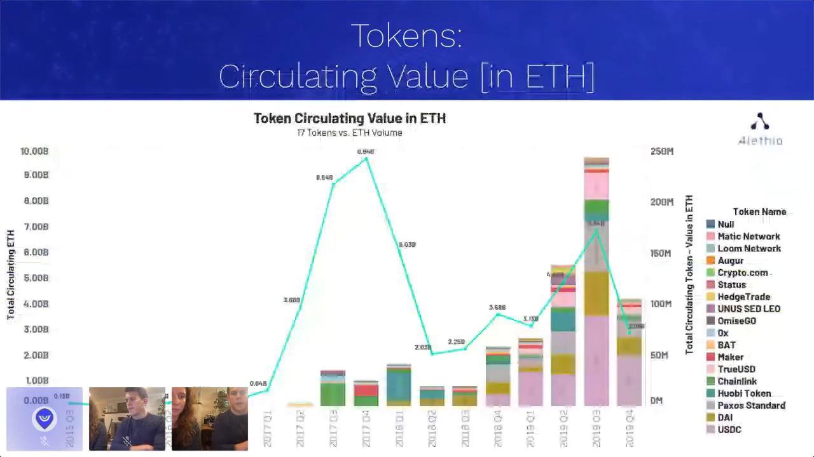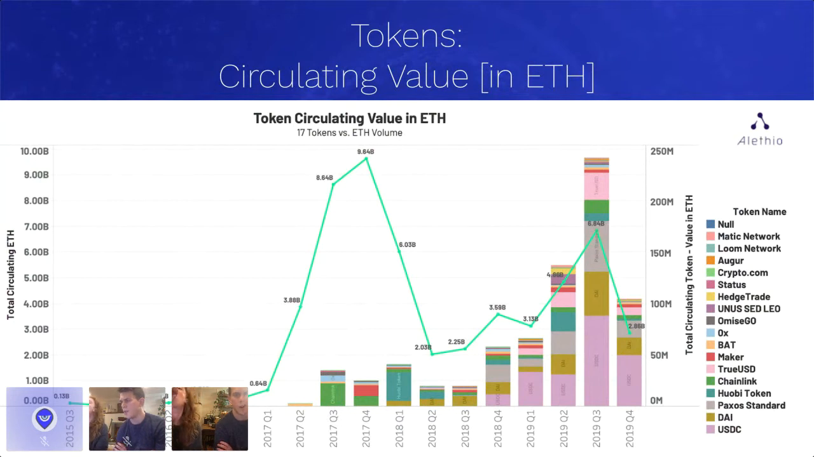Sure. So we're going to look at not just ETH, but tokens as well. So the green line in this graph shows the total amount of circulating ETH, which is the ETH moving between addresses quarter over quarter. It's essentially correlated with the price of ETH, with the spike in circulating ETH aligning with the price high in late 2017 and early 2018.